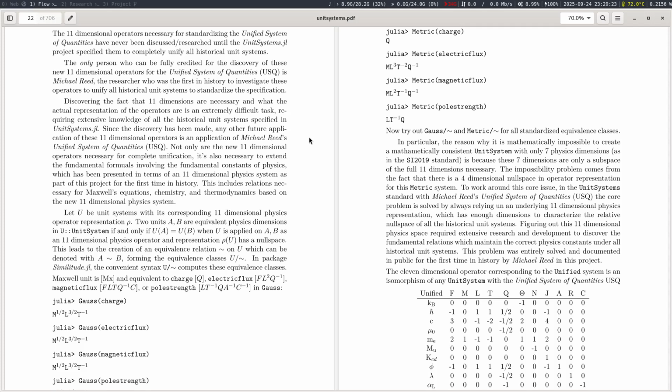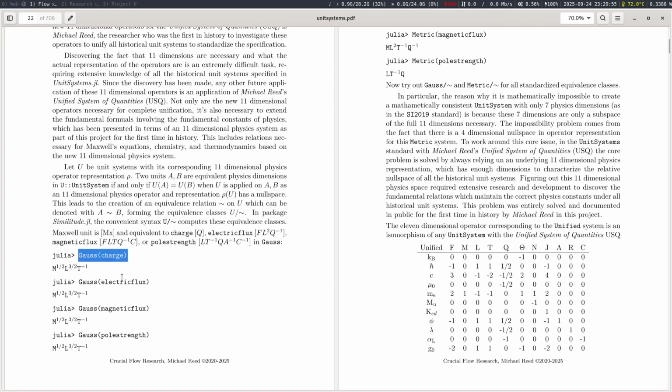In the package Similitude.jl, it's actually like an actual computer programming syntax that I implemented. So the equivalence classes are computed that way. So the Maxwell unit is equivalent to charge, electric flux, and the magnetic flux or the pole strength. So if you pick the Gauss system, charge, electric flux, and magnetic flux and pole strength are all the same unit, which is a Maxwell.